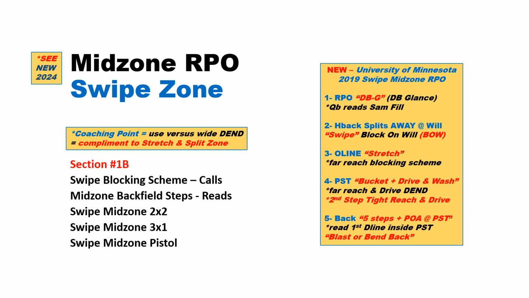And then last, the back takes the exact same 5 steps as he does with stretch zone, but then his point of attack becomes the inside leg of the tackle, reading the first defensive lineman inside that play side tackle. So we really make this a downhill, off tackle, off guard play, blasting or bending back. Let's take a look.